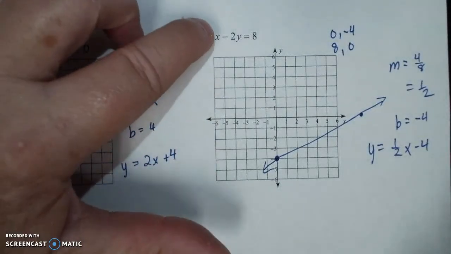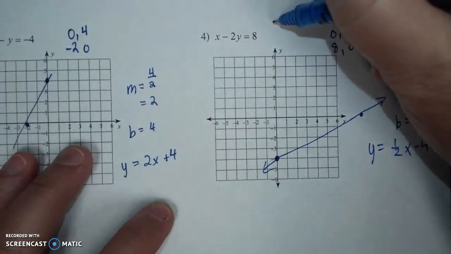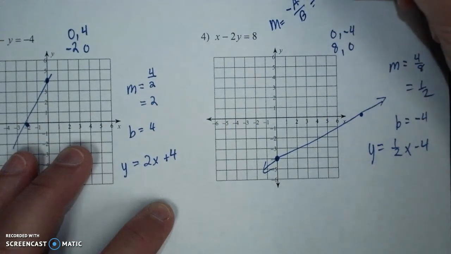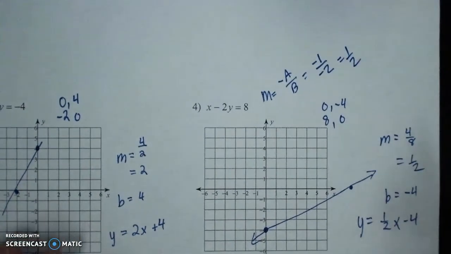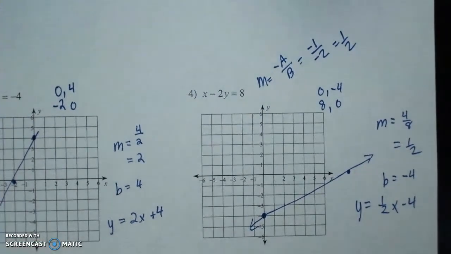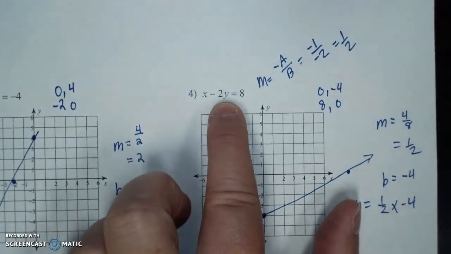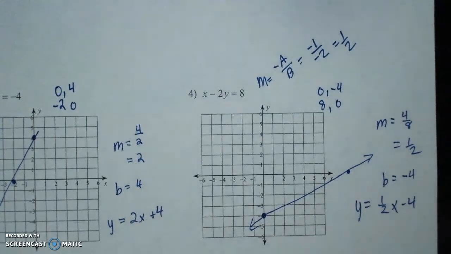If I looked at this, the slope from standard form is the opposite of a over b, which is negative 1 over negative 2, which is still 1/2. Oops, sorry, I didn't see that. So that works if your coefficients are a factor of your constant in standard form. Sometimes you can only find one point, sometimes you can find them both. If you can find them both, that's an easy way to pick up 2 points. Hope this helps.